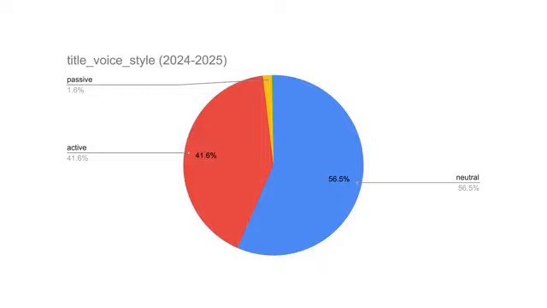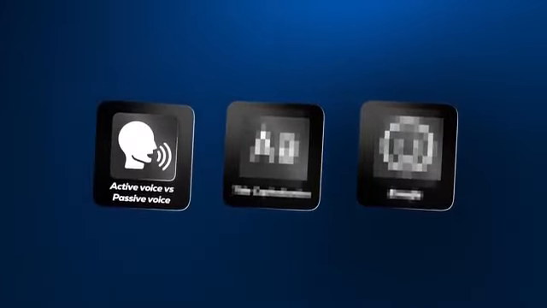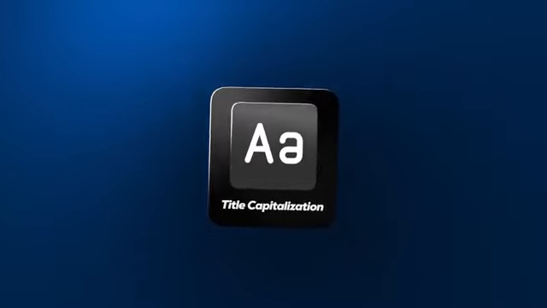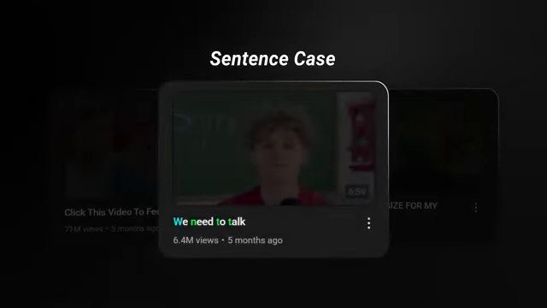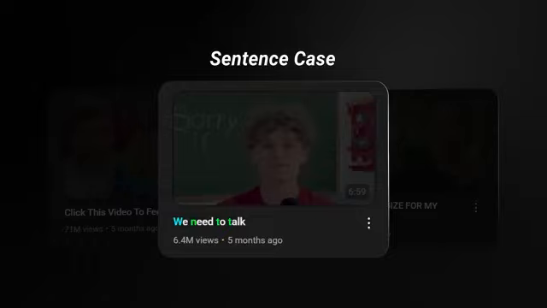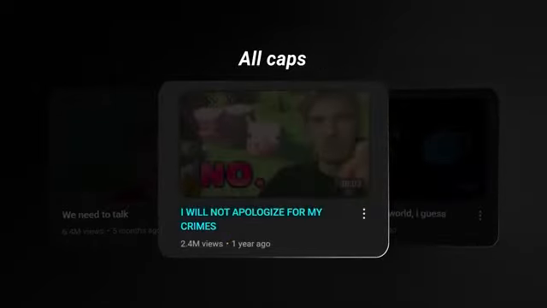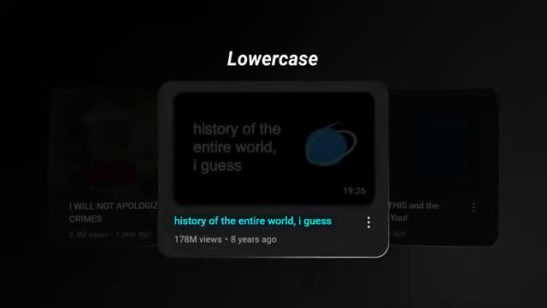But when it comes to actually writing your titles, like actually typing the words themselves, how should you format things? Well, there are a couple of different ways of typing out your titles. There is title case, which is essentially where you capitalize the first letter of every single word. There's sentence case, where you capitalize the first letter of the first word, and then the rest of the title is lowercase. There's all caps, which is kind of self-explanatory. Then there's all lowercase, also self-explanatory. And then there's mixed, which is also very self-explanatory.